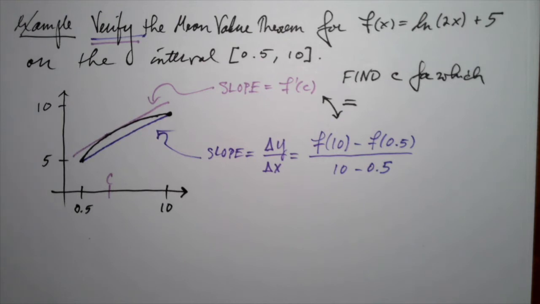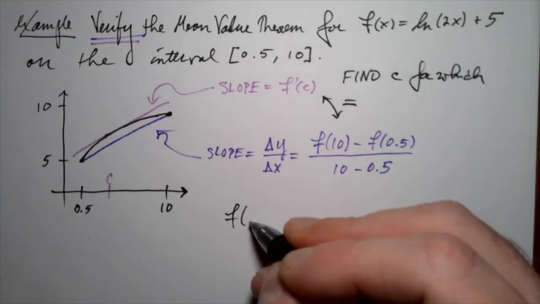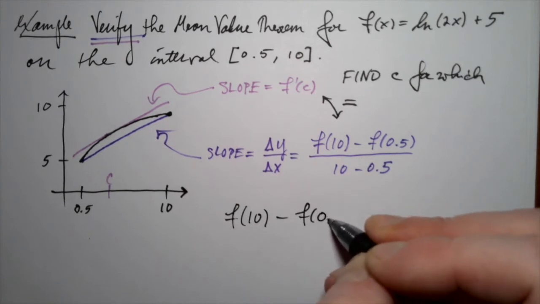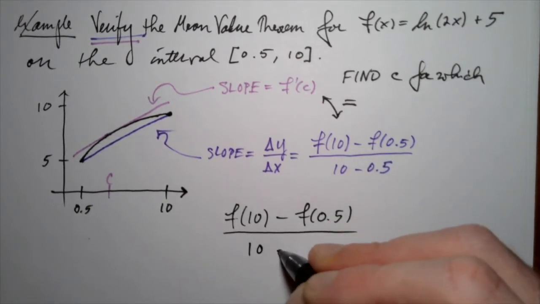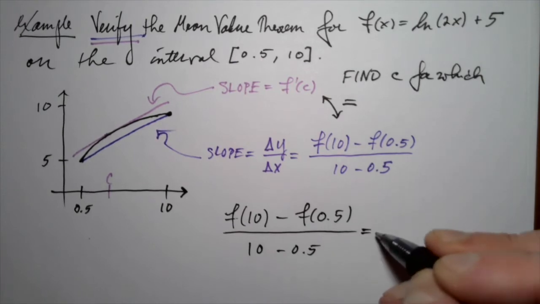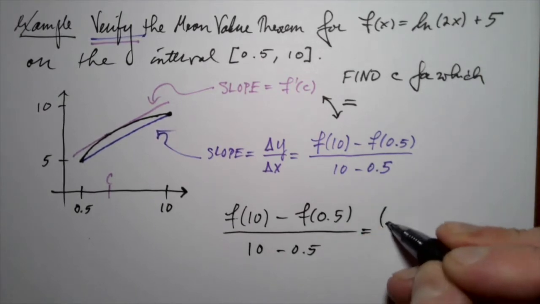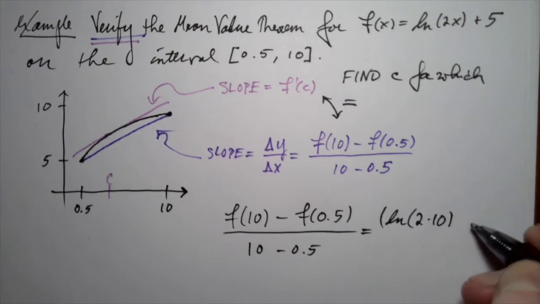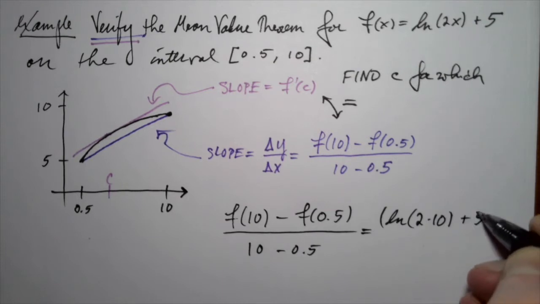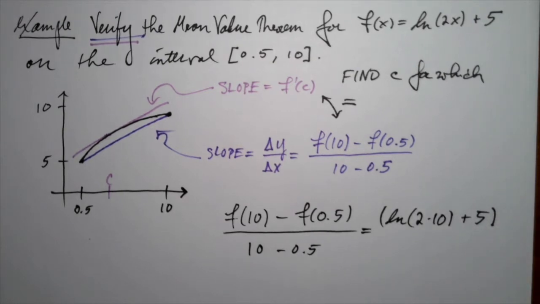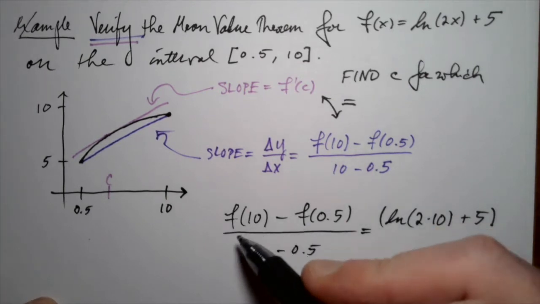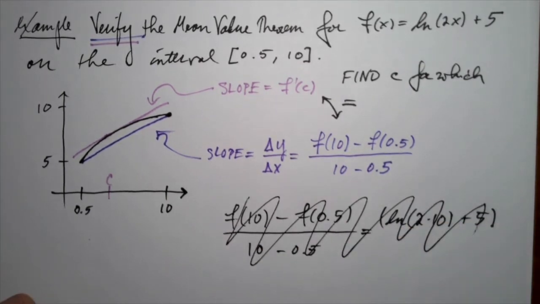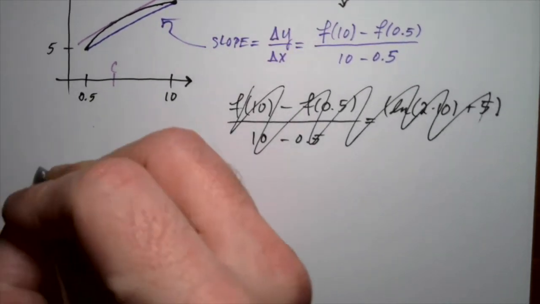Let's get right to that. So what is f of 10 minus f of 0.5 divided by 10 minus 0.5? What is that number? Well, first we got to plug it into the formula for the function up there. So we're taking the natural log of 2x, so it'll be 2 times 10 plus 5. That's the value of the function at 10. And then we should subtract the value of the function at 0.5. You know what? This is no good. I ran out of room on my page. Let's scratch that out and scroll down and start over.